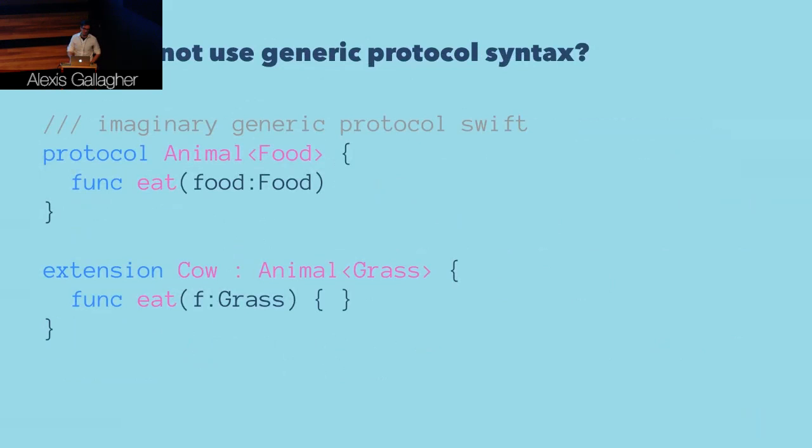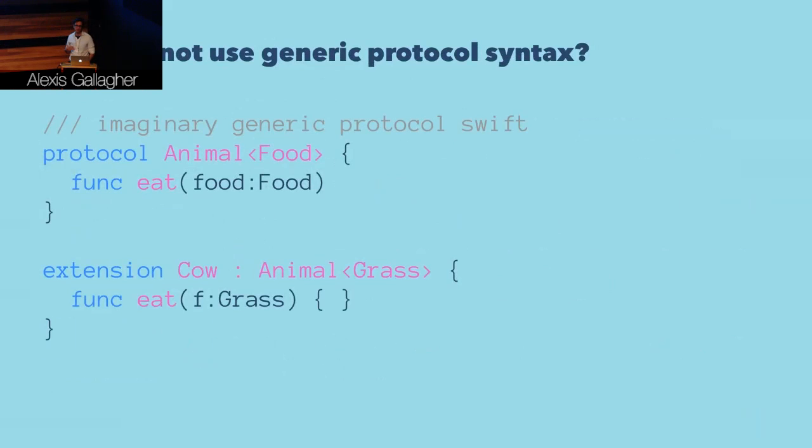Specifically, it doesn't explain, well, why aren't they correctly thought of just as generic protocols? Why aren't they defined using the syntax that you'd expect from generic protocols? Because you could imagine that in some imaginary version of Swift, this is how it would work, right? You have a protocol for animal, and it's parameterized on the type parameter, which we'd call food, because we know that our meaning for that is food.